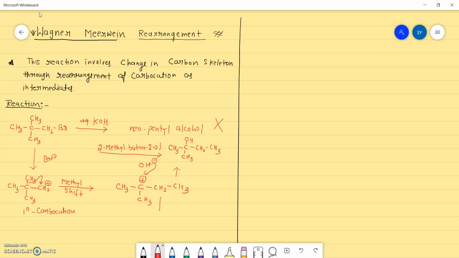So once you got this intermediate, there is going to be deprotonation. And always deprotonation happens from beta carbon. So this is an alpha carbon, the carbocation. This is beta, CH2 is beta, and that methyl is also beta. So we'll take out that beta which is having less number of hydrogen.